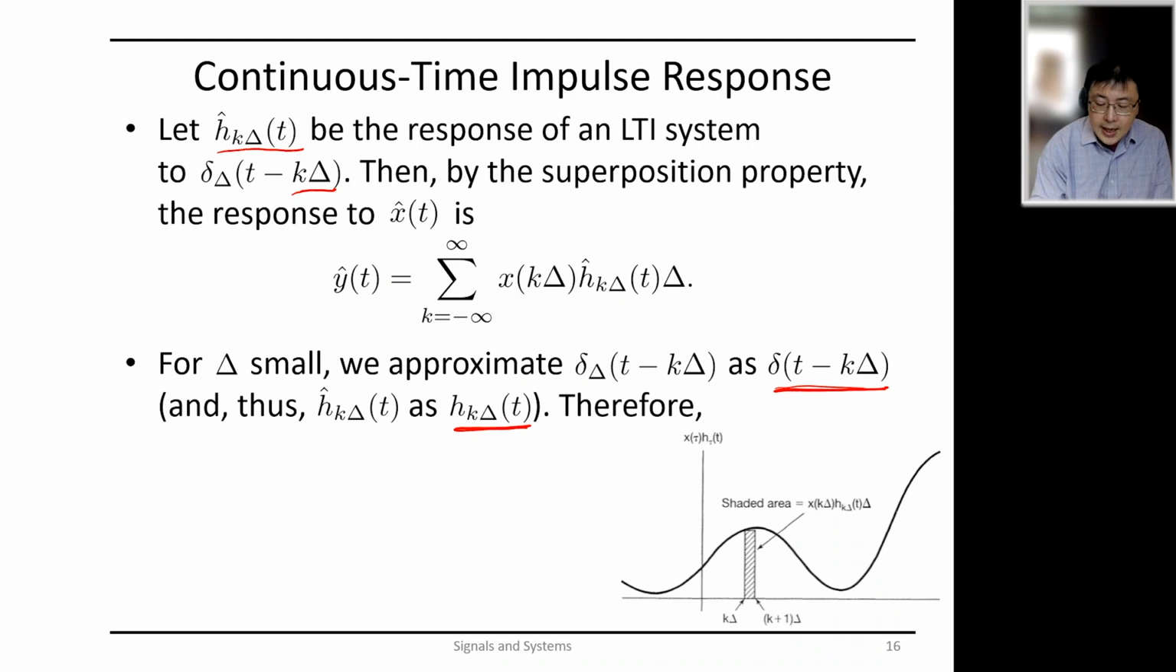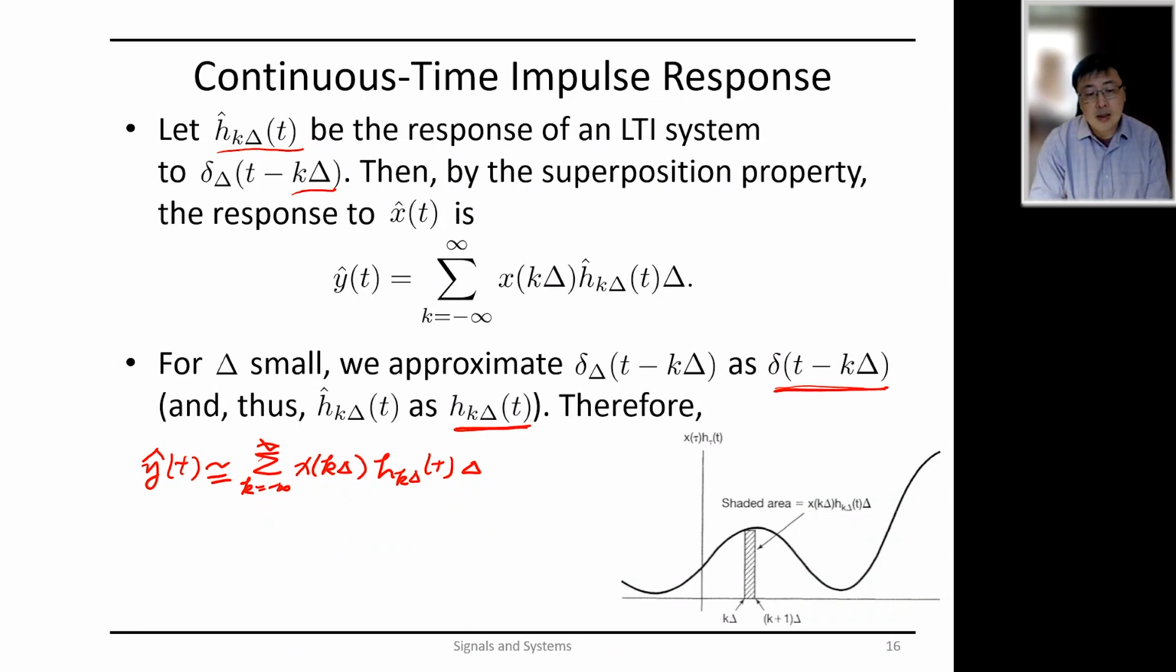Then this y hat can be approximated as the summation of x of k delta, h sub k delta of t, delta. Okay, so we're approximating this h hat with this impulse response h sub k delta of t, right?